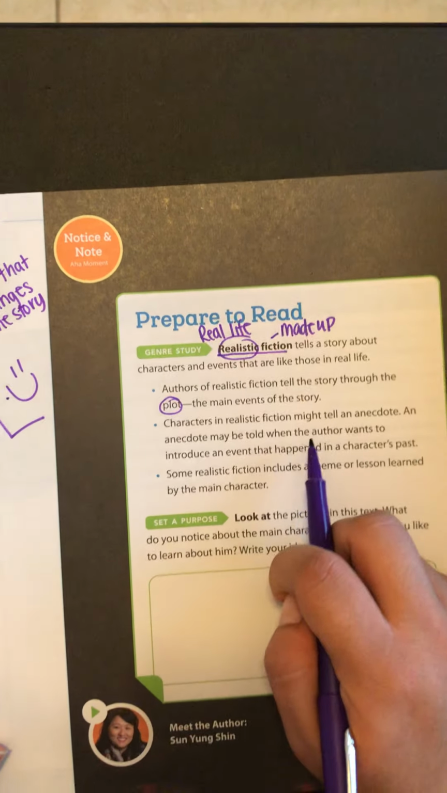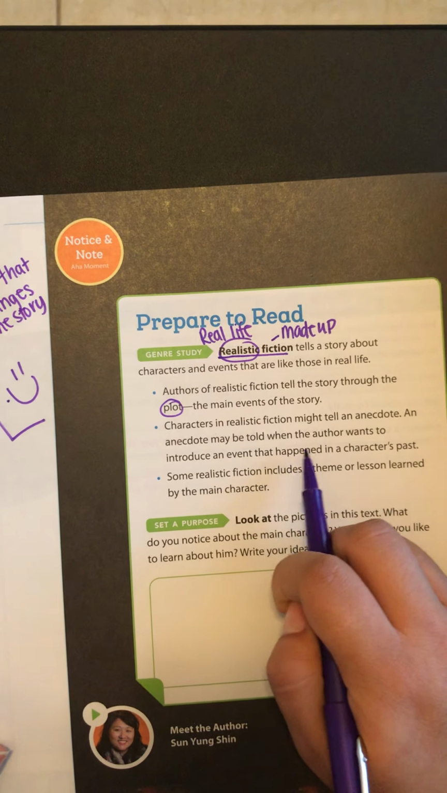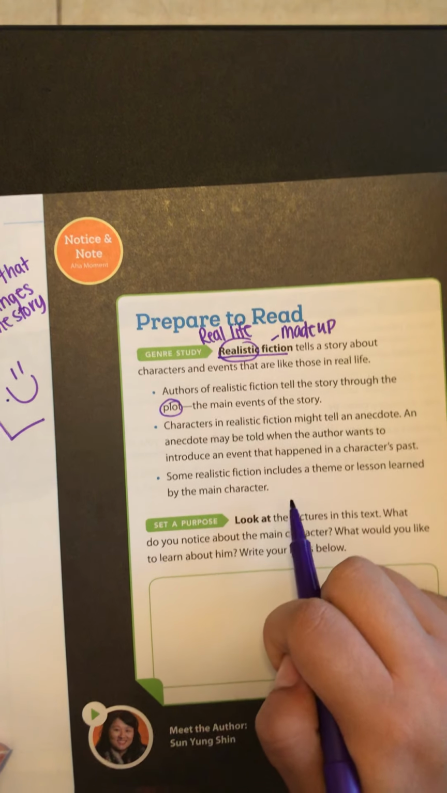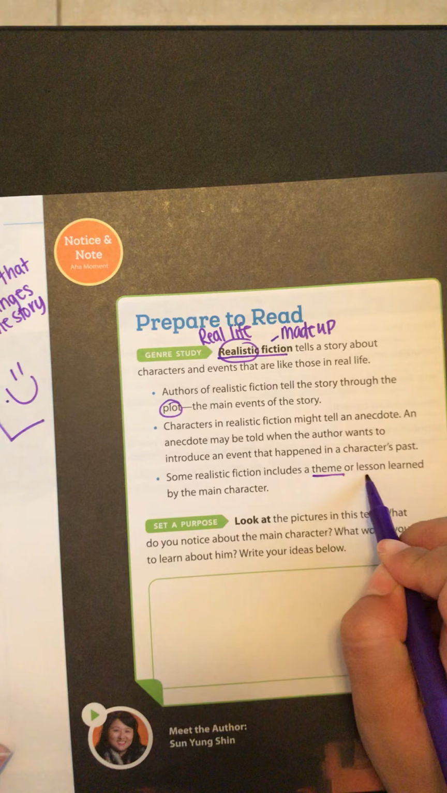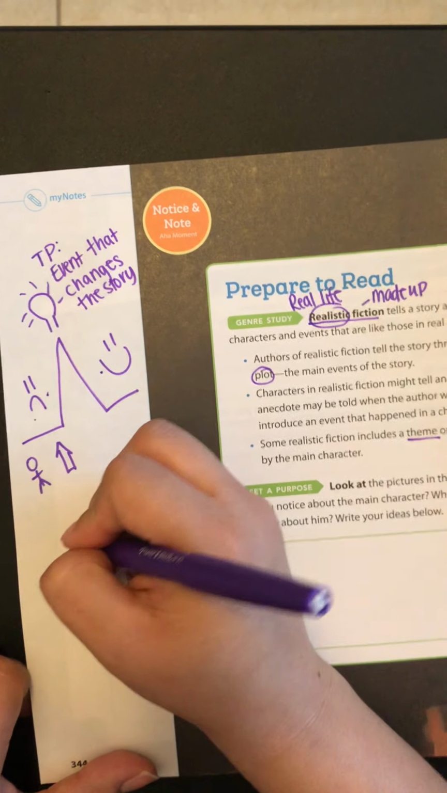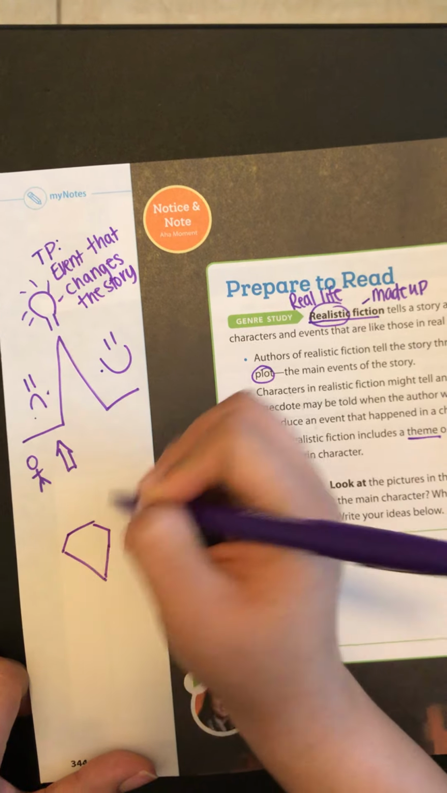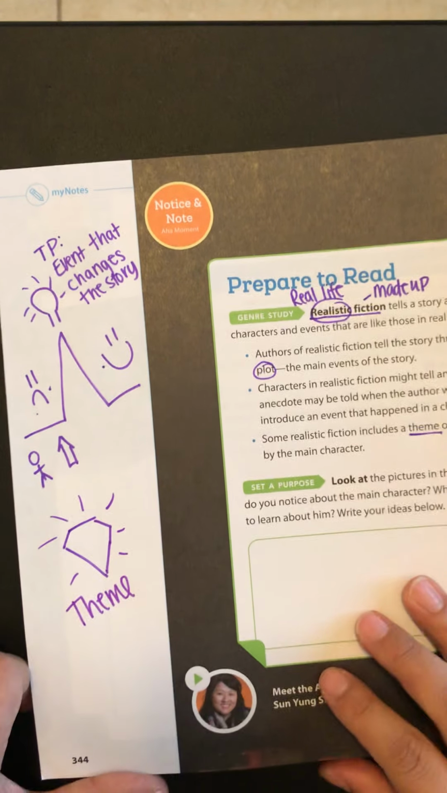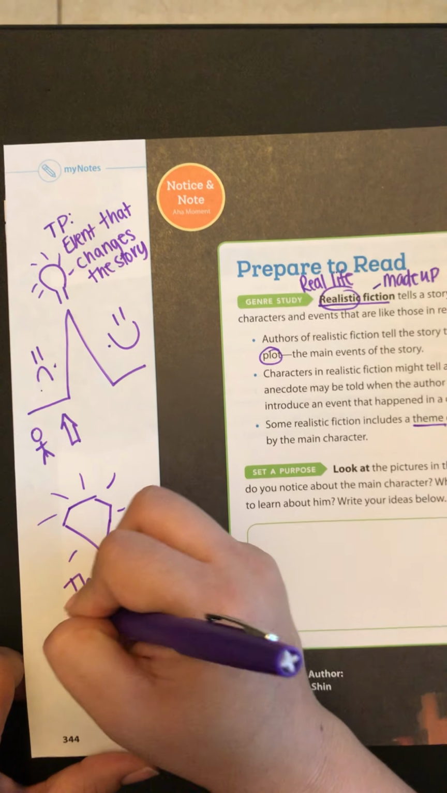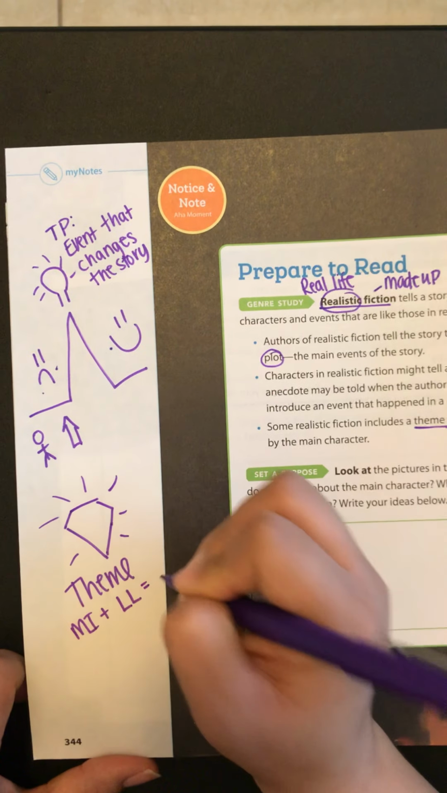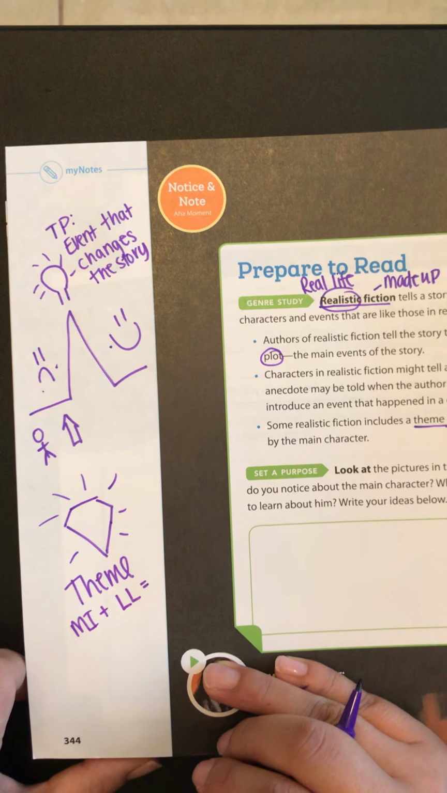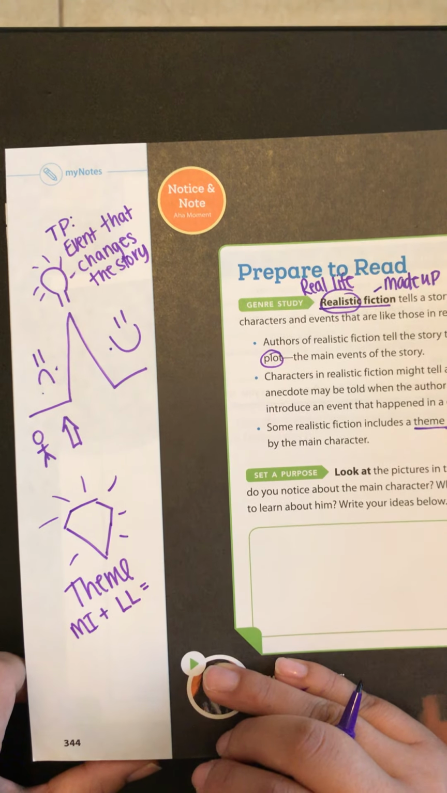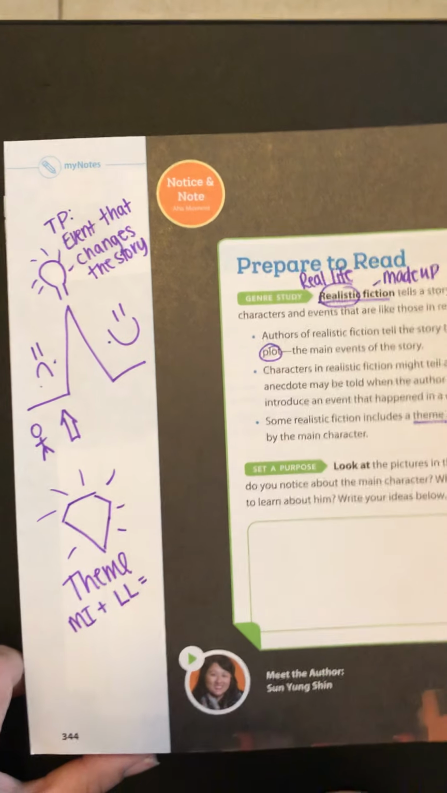So characters in a realistic fiction might tell an anecdote. An anecdote may be told when the author wants to introduce an event that happened in a character's past. Some realistic fiction includes a theme or a lesson learned. Make sure that you draw your diamond when you finish the story. Remember, our diamond is our theme. The theme is going to be basically the main idea plus the lesson learned. What does it equal? So what was it that the author was trying to teach you with the story? So make sure you come up with a theme at the end and label it.